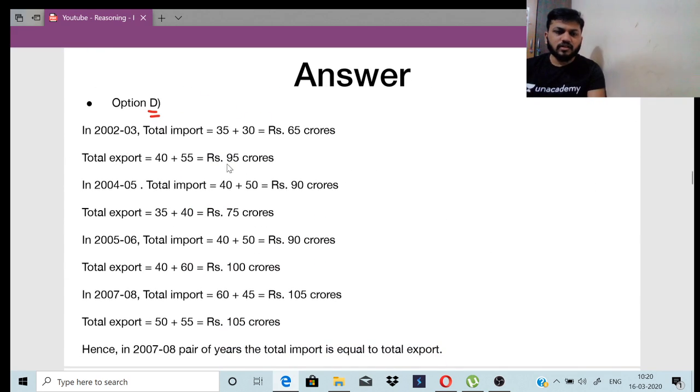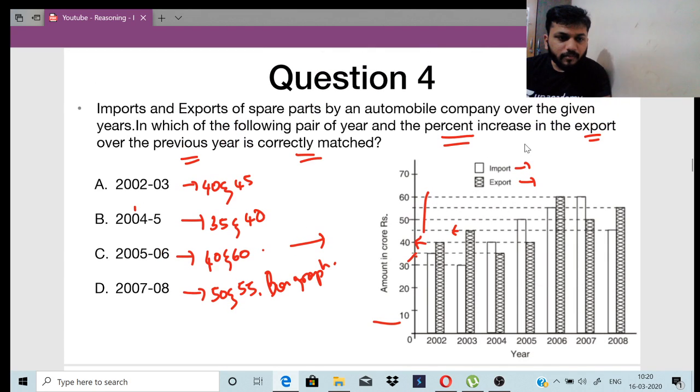Okay, so it is total import. Okay, I've made a mistake here. I have to take export here. Okay, export here, I made a mistake of taking import. So let us write down the question again.